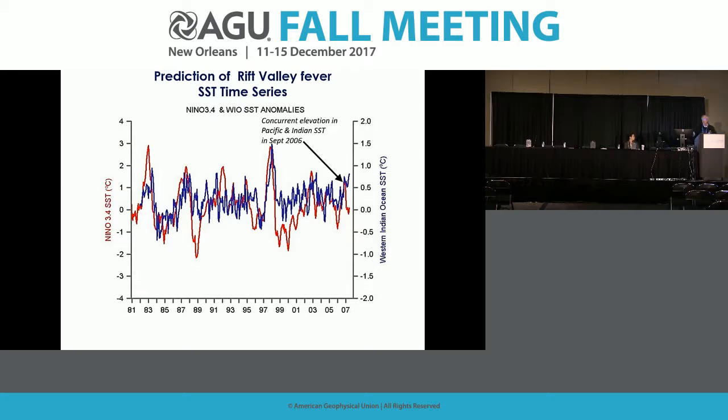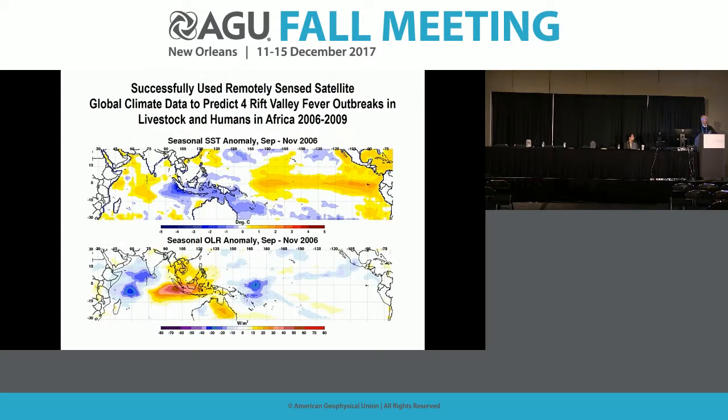So this is sea surface temperature, Indian Ocean, and Nino 3.4. And whenever there is a simultaneous increase in those temperatures, outbreaks occur. In 2006, we saw a similar kind of concurrence occur. This is what it looked like. We saw warming of the Indian Ocean as well as the Pacific, increased precipitation.